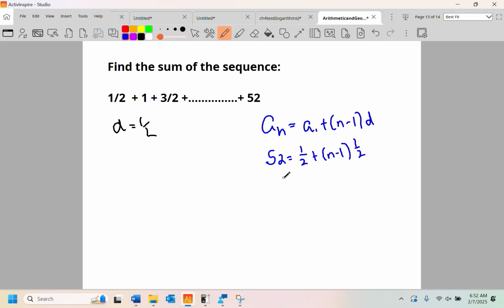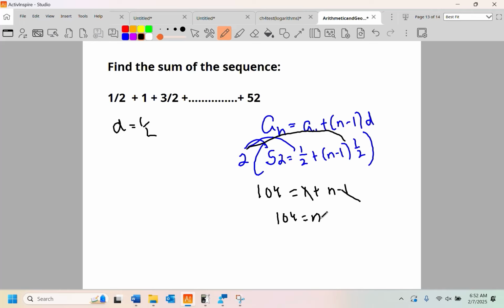Now, when I look at this problem, I don't like the fact that there's halves. So I'm going to take a 2 and distribute it to every single individual piece, because there are 3 pieces of this function. That'll give me 104, it'll equal 1, and this will cancel n minus 1. Cool, the n's cancel. There are 104 items in this sequence.